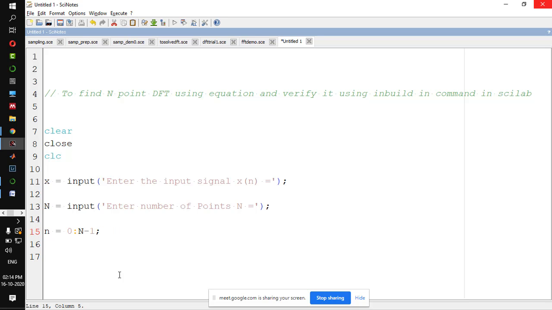This step size we used in the previous experiment to plot the sine wave. By default it takes a single integer step size. So n is varying from 0 to N minus 1. What about k? k is also varying from 0 to N minus 1, right? So I'll write k is equal to n. Is this fine? Okay, fine. So we'll run it.